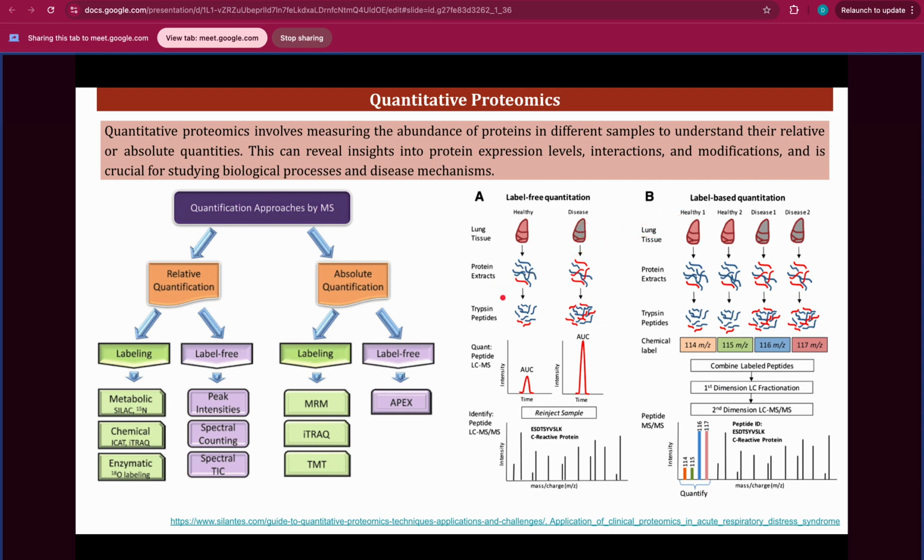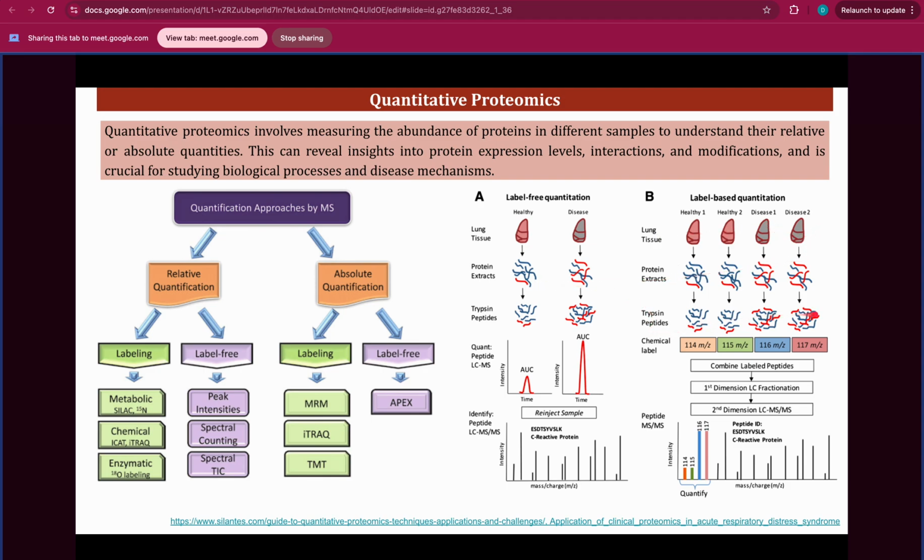You obtain the extracts, use trypsin digestion, and then go for the LCMS. Different samples are taken, different experiments are performed, and then the comparison is done. Whereas in label-based quantitation, you tag those samples and analyze them in the same run, in a single mass spec, whereas in label-free you are doing the analysis twice. In this case there are two healthy individuals and two diseased individuals.